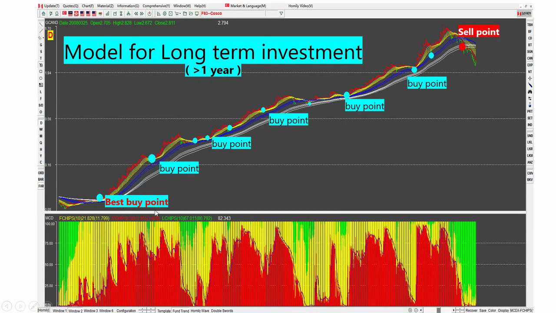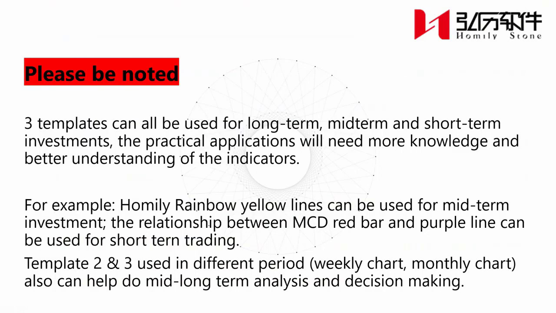So for long-term investment, the best buy point is here. If we miss the best buy point, every time the price breaks up the rainbow lines again, there will be other buy points we can consider. Until the price breaks down the white line, we must sell, must take profit. Okay? And all the templates, just enough, we have seen the long-term investment, and now we see the mid-term and short-term investment.